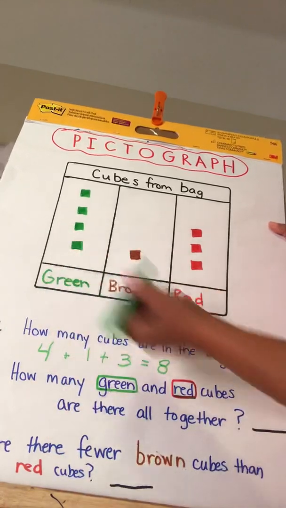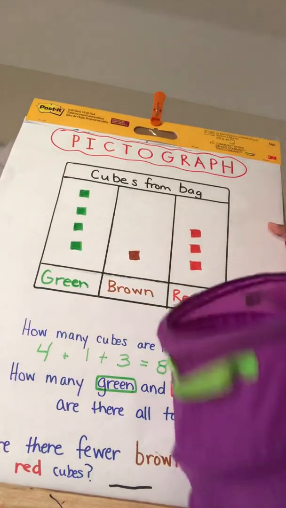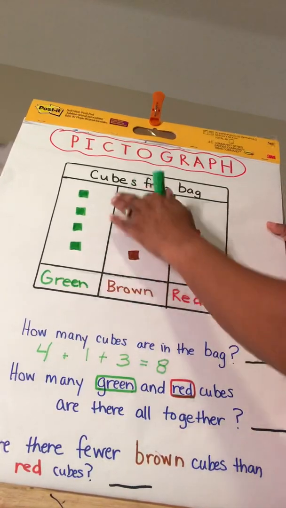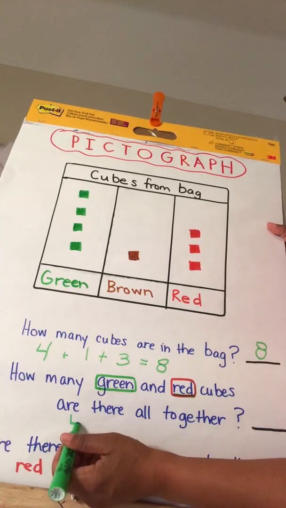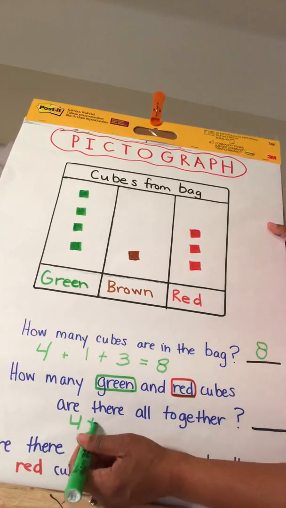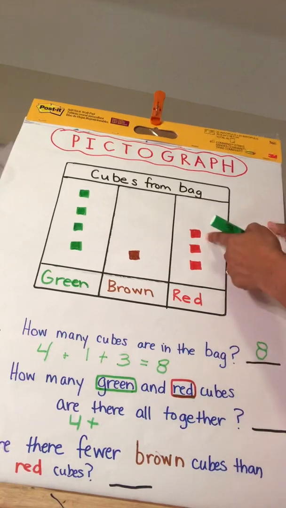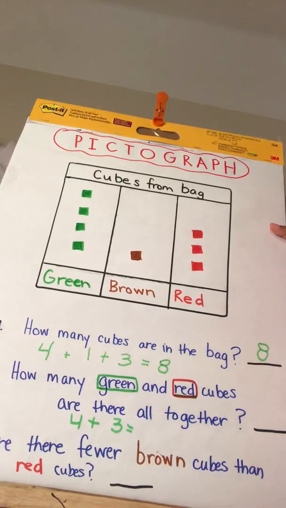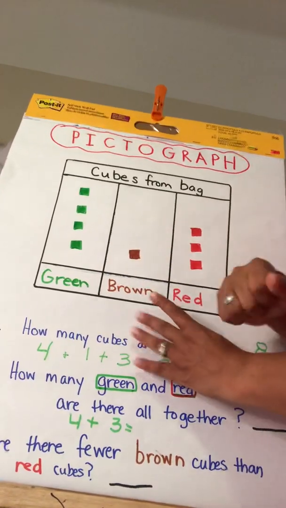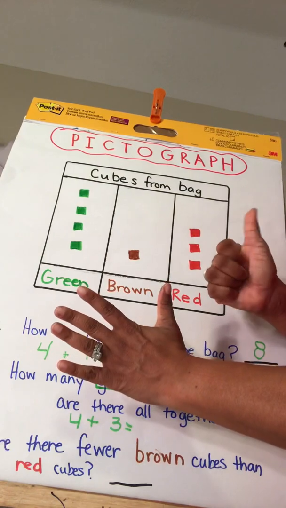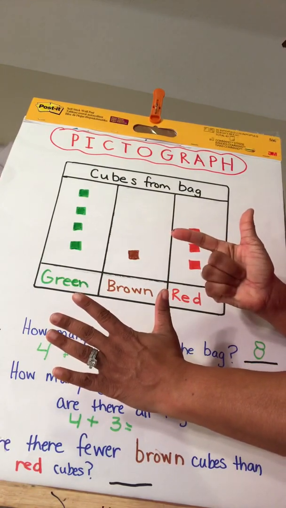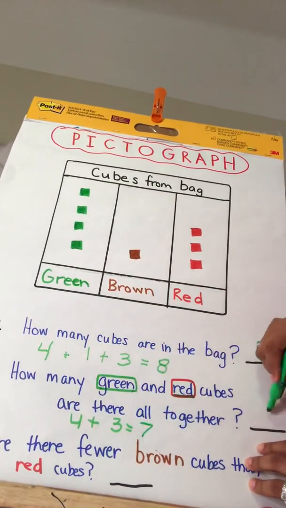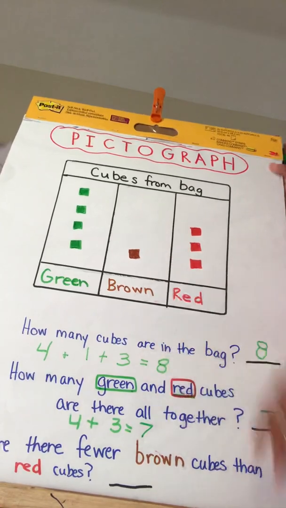And again, we can just look at our graph because we've already sorted the cubes. We don't have to go back into the bag and count them all over again. We can look at our chart, our graph. 4 green ones plus 3 red equals 4 plus 3 more, 1, 2, 3. Subitize 7. 7 all together amongst the green and red.